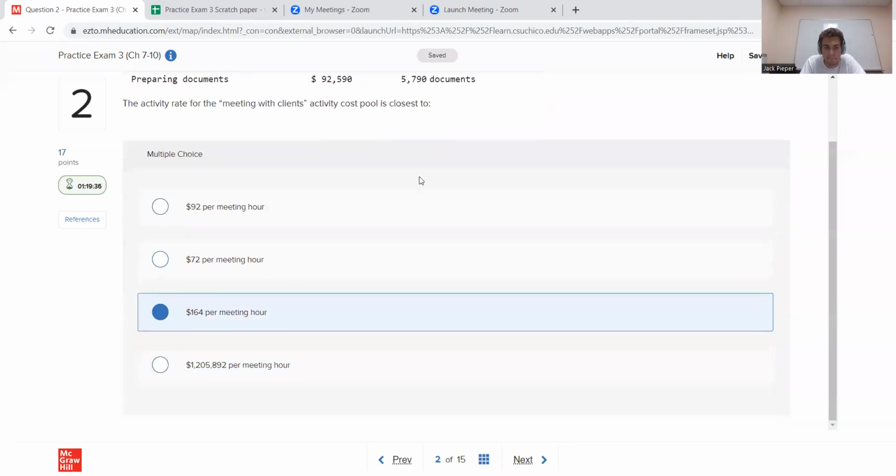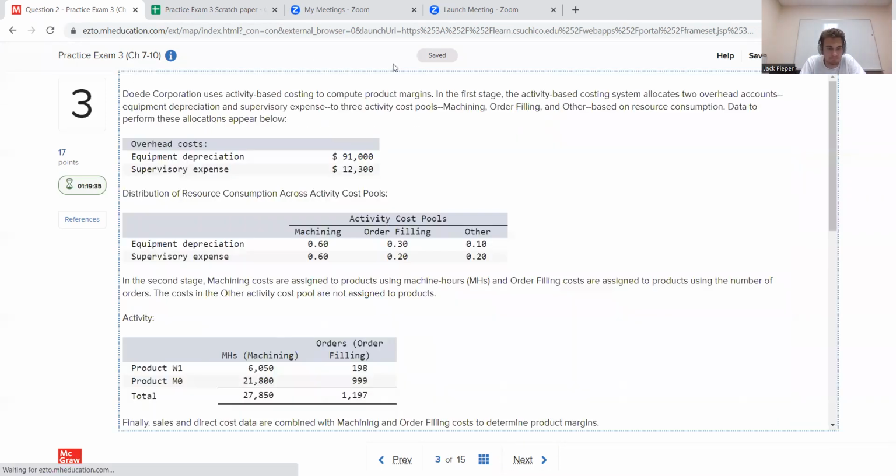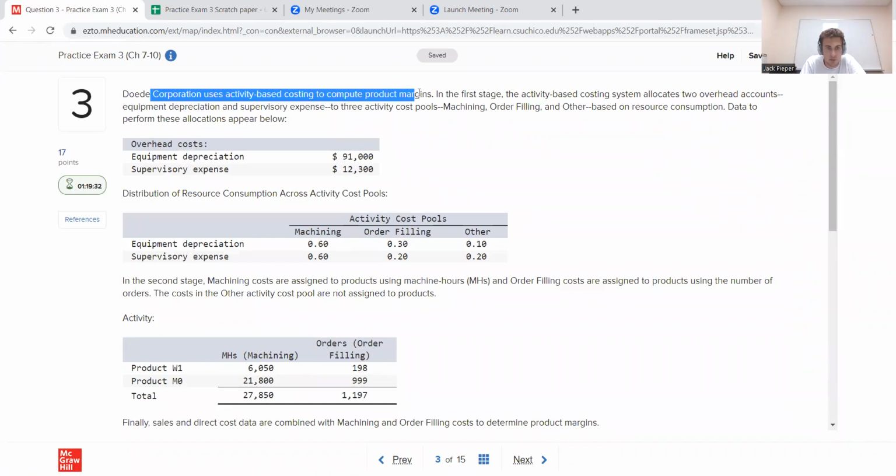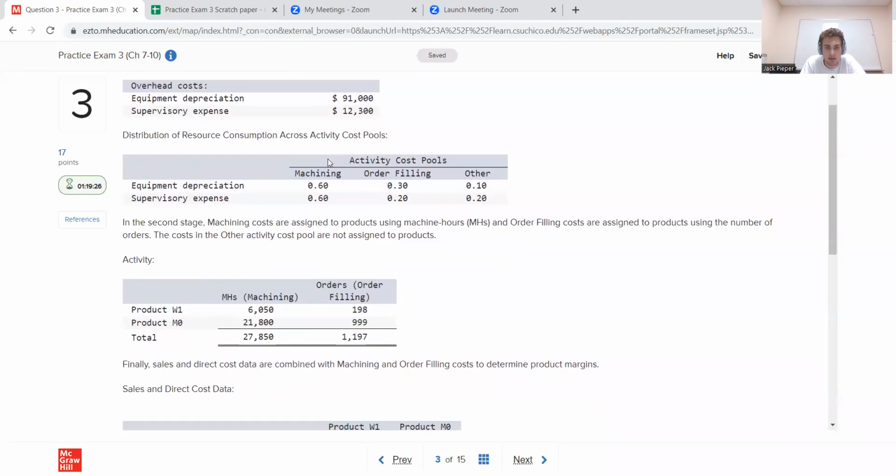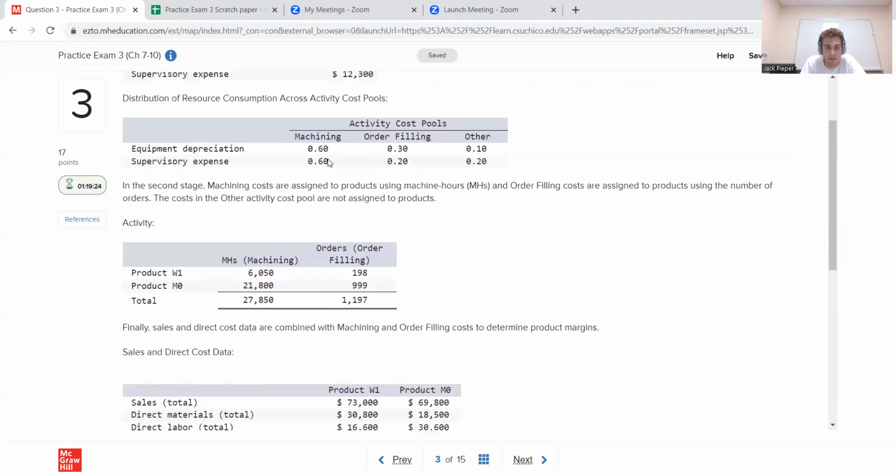All right. A corporation uses activity-based costing with three activity pools. Allocations appear below.